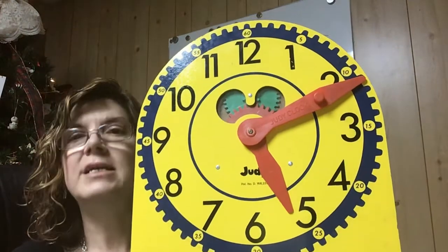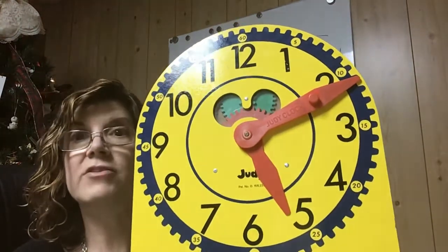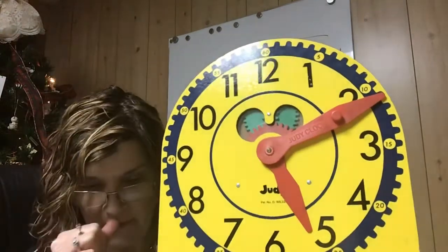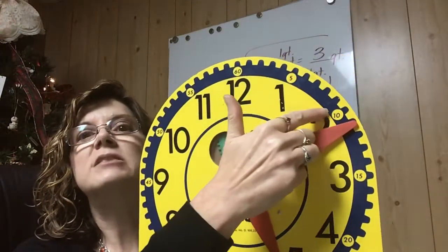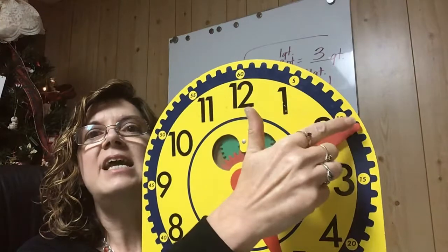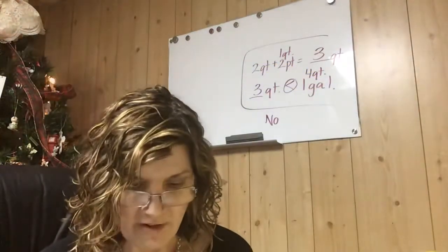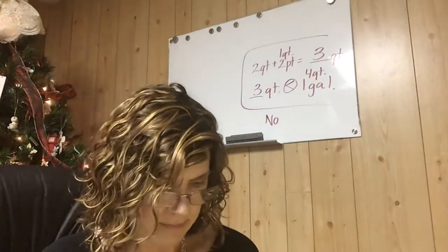All right, the next one looks like this. Shorthand first. It just passed the 5. So the hour hand is at 5. So put 5. Minute hand just past the 2. 5, 10. One more makes 11. Very good. So that would be 5:11.